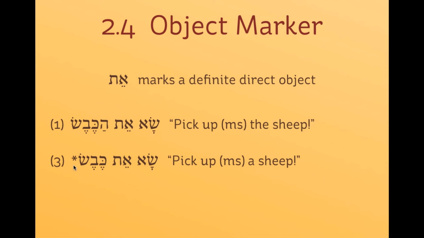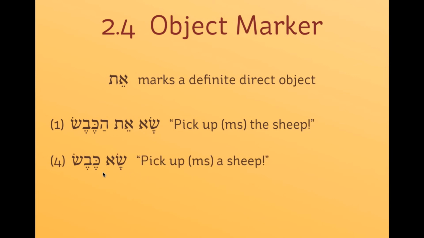So this asterisk marks an ungrammatical sentence. If you wanted to say pick up a sheep, you wouldn't say sa et kevis. What you would say is number 4, sa kevis. So if you have a noun and it's indefinite, lacking the article, it also lacks the direct object marker et.